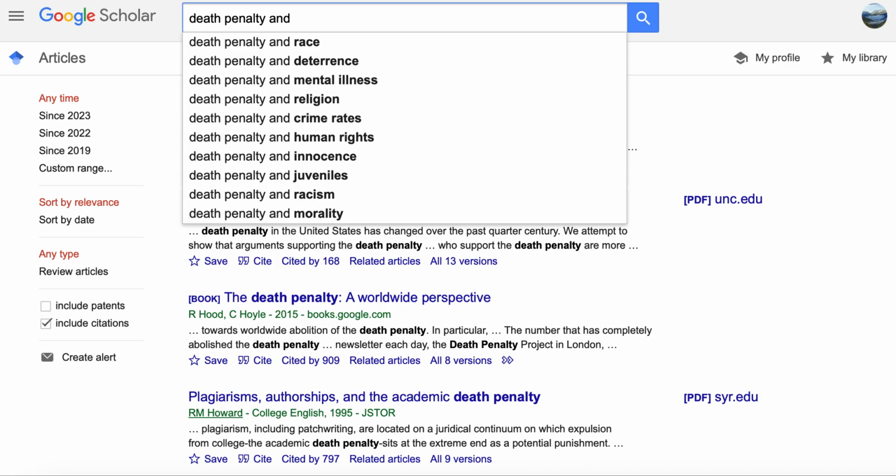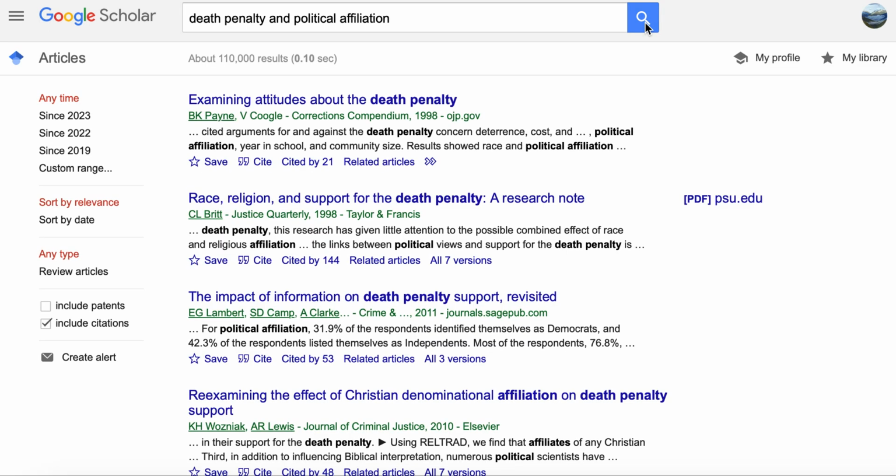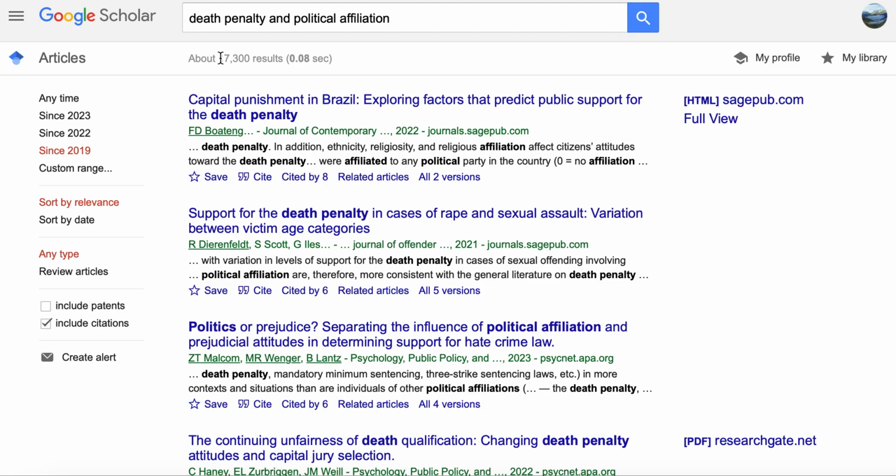But let's say you're interested in death penalty and political affiliation. So maybe you're wondering, Democrat, Republican, liberal, conservative, however you want to define that. Is there a correlation between political affiliation or views and the death penalty? You can see that narrows down the results quite a bit. You only have 110,000 results, and then if you filter that to the most recent couple of years, let's do since 2019, you'll have even more relevant results.